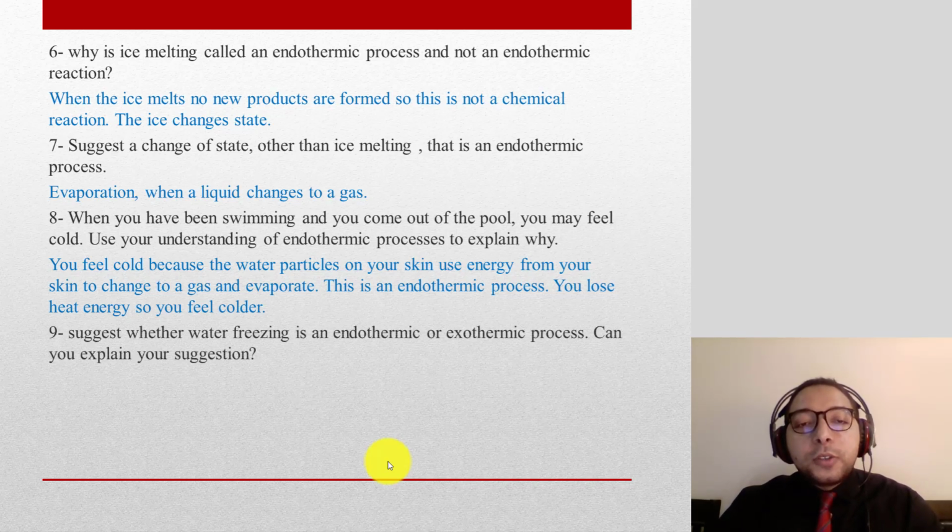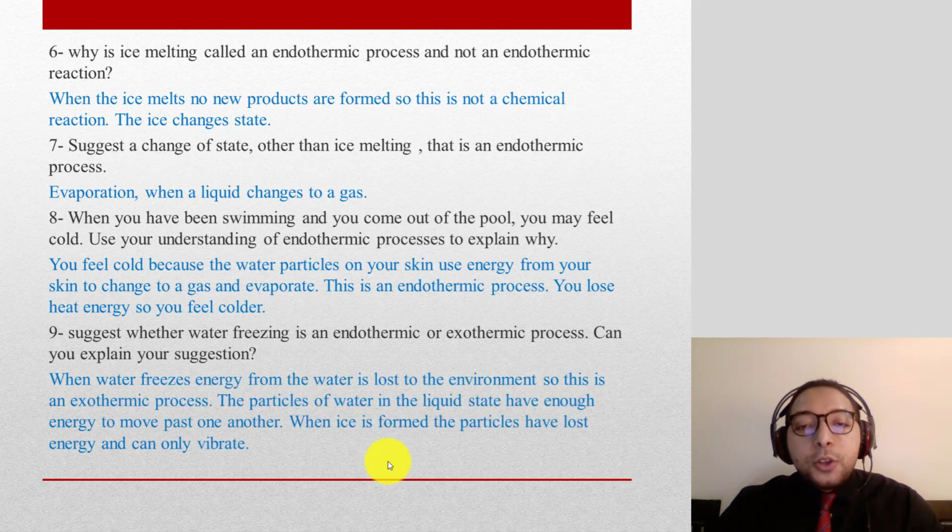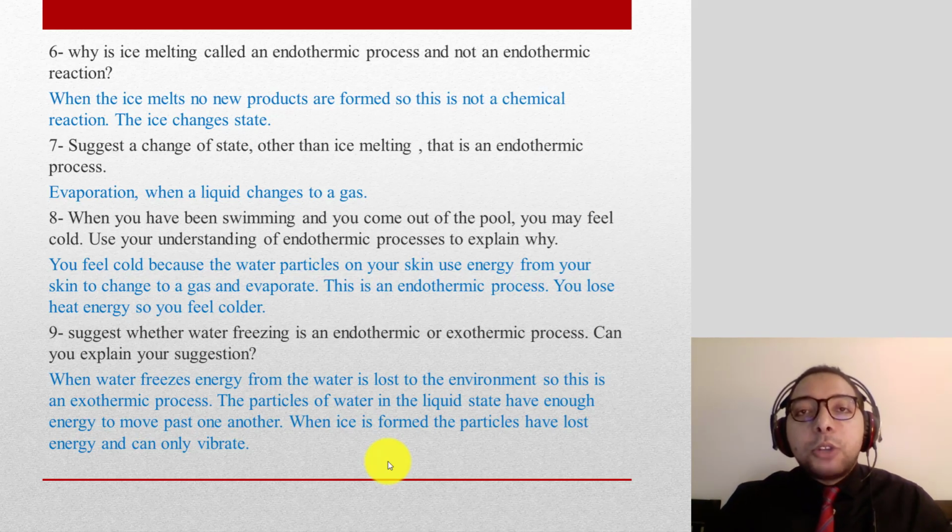Next question, suggest whether water freezing is an endothermic or exothermic process, and explain your suggestion. Freezing is a process where we change liquid into solid, ice. When you change a liquid to a solid, the liquid tends to lose heat energy in order to change into solid. So losing the heat energy is an exothermic process. It's an exothermic process because the water loses the heat energy to the surroundings in order to change into ice.